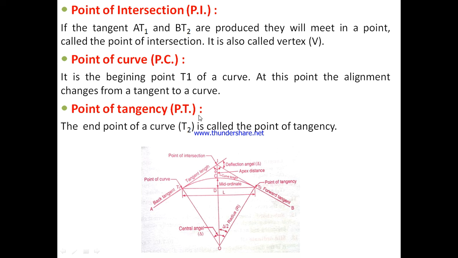Point of tangency, PT. So this is the point of tangency. The notation is PT or T2. The end point of the curve, T2, is called the point of tangency. So this particular curve ends at a particular point, which is called the point of tangency, and from this point onwards it is a straight line. Therefore a simple curve is introduced between the two straights.